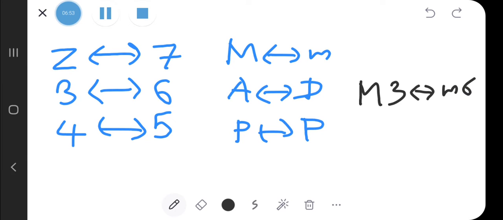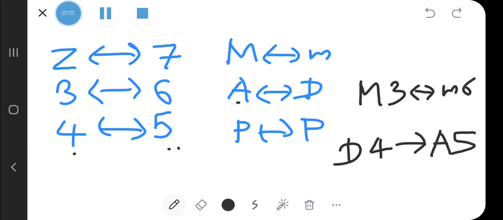Now we'll invert a diminished fourth. When we invert a diminished fourth, it will become an augmented fifth. Right? Now we'll write that.